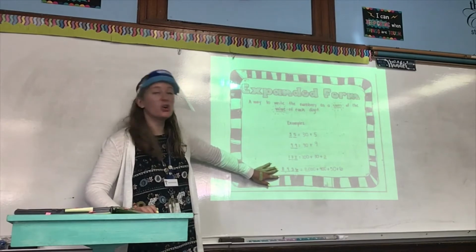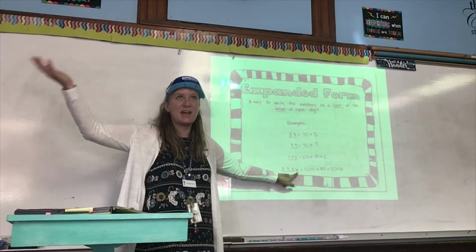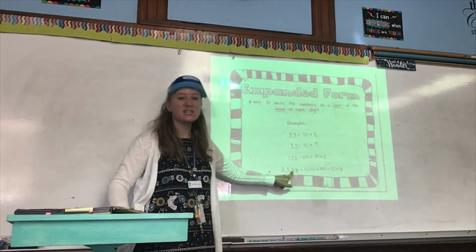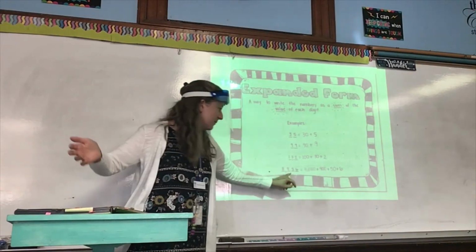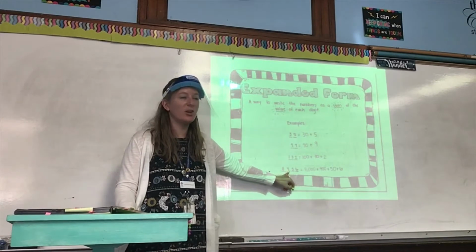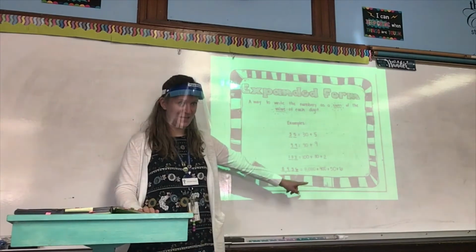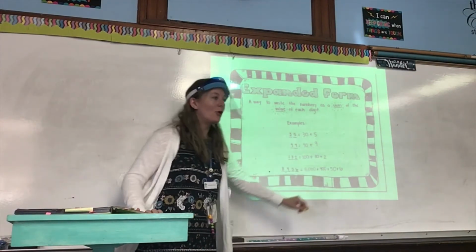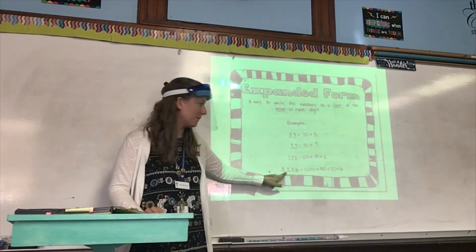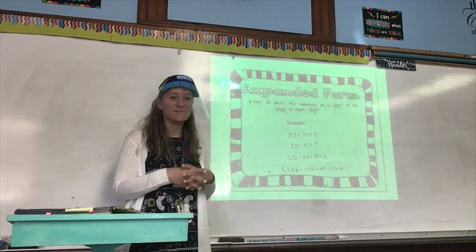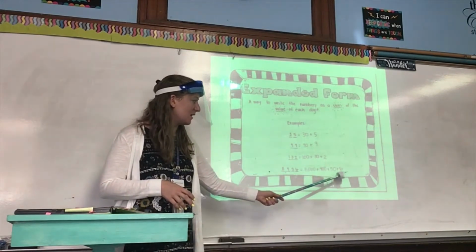Now we have 8,456. Well, we have a 6 in the ones place. How much is a 6 in the ones place worth, class? 6. We have a 5 in the tens place. How much is a 5 in the tens place worth, class? 50. We have a 4 in the hundreds place. How much is a 4 in the hundreds place worth, class? 400. And then we have an 8 in the thousands place. How much is an 8 in the thousands place worth? 8,000. So 8,456 in expanded form is 8,000 plus 4,000 plus 50 plus 6.